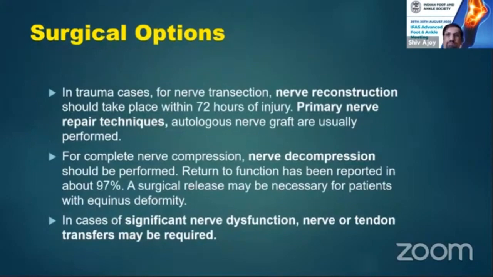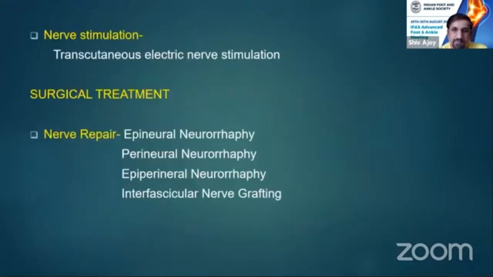So the most important is surgical management. In trauma cases, whenever there is a nerve transection, if you operate within 72 hours, in the form of nerve reconstruction or primary nerve repair techniques, an autologous nerve graft is performed. For complete nerve compression, nerve decompression should be performed, or a surgical release may be necessary for patients with equinus deformity. In cases of significant nerve dysfunction, nerve or tendon transfers may be required.